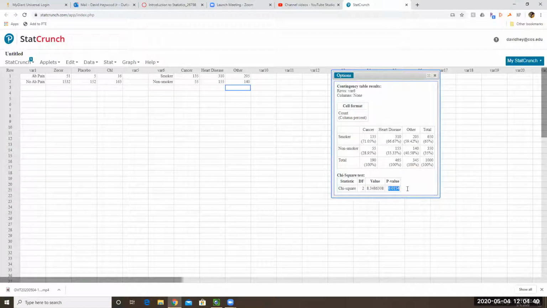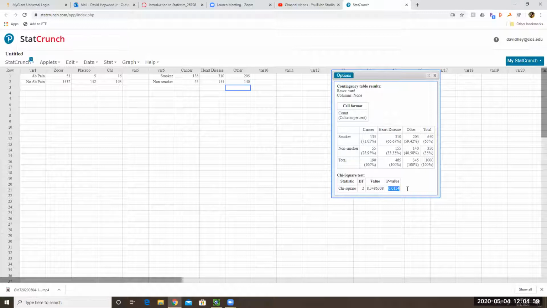Tiny p-value. We're rejecting the null hypothesis for sure, right? Which means that smoking and cause of death are dependent variables. So another way to say that is that your cause of death is dependent on your smoking habits, right?